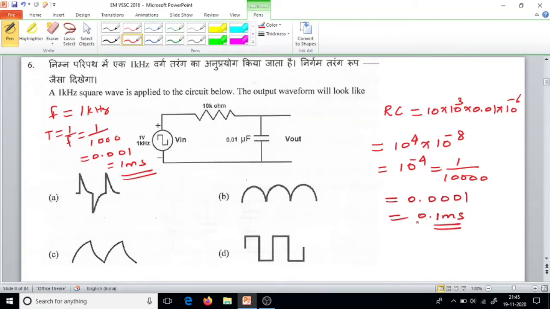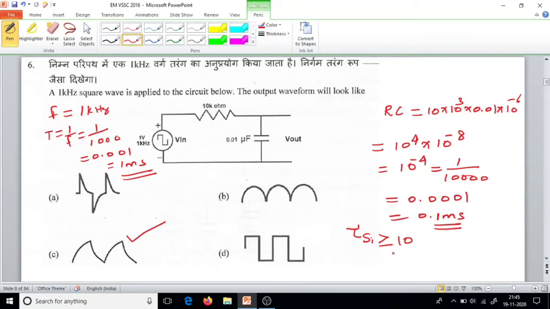The time period of the signal is 10 times the circuit RC. When that happens, we will get an output as this waveform. Okay. So the answer is option C.